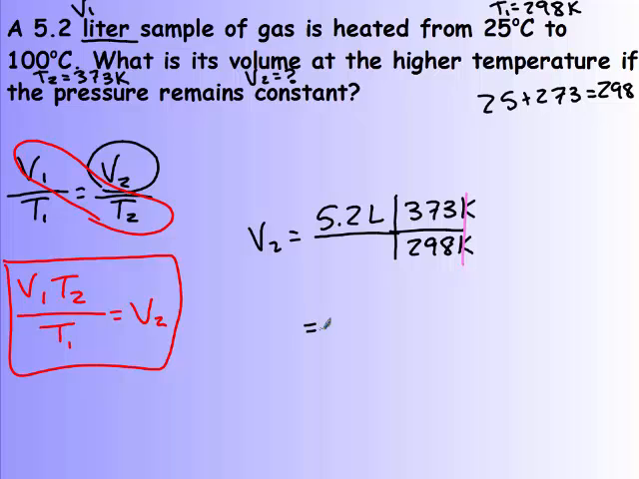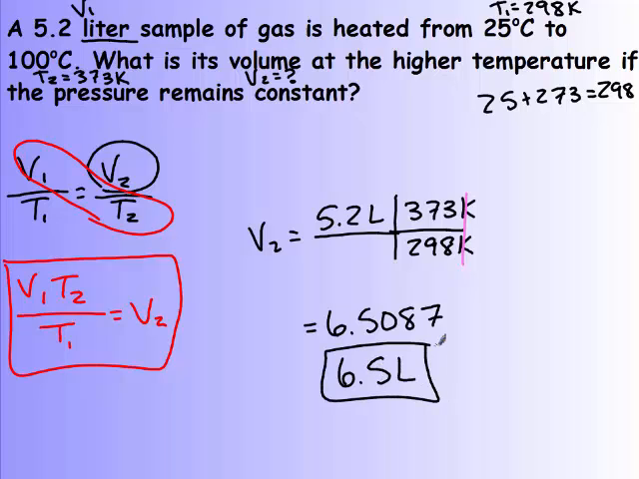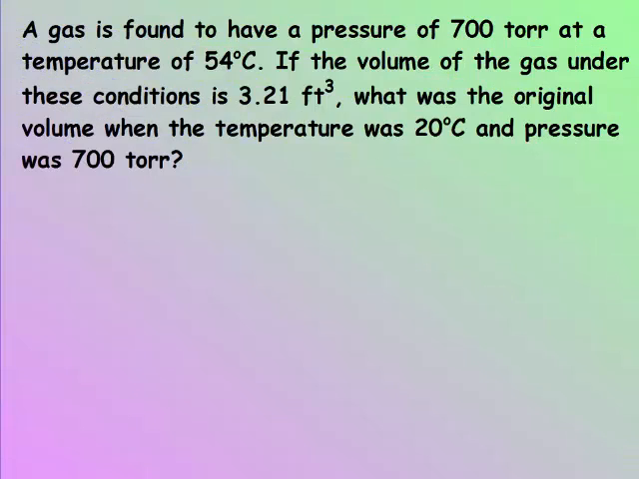Plugging that in the calculator, and then looking up at the problem, I want two significant figures. So that's going to be 6.5. Go ahead and label the values in the problem and then restart, make sure you're correct, and then you can solve the problem.